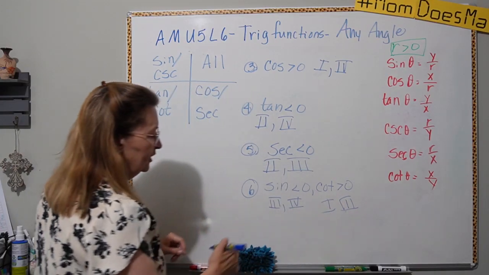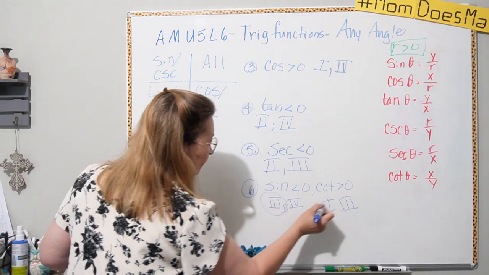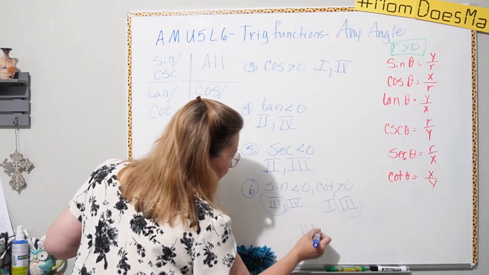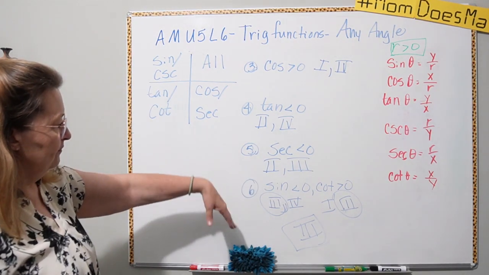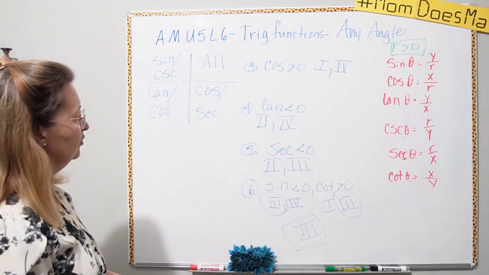So which quadrant is for both of them? Both of them have a 3. So your combined answer is quadrant 3. Okay, sine will be negative and cotangent will be positive.